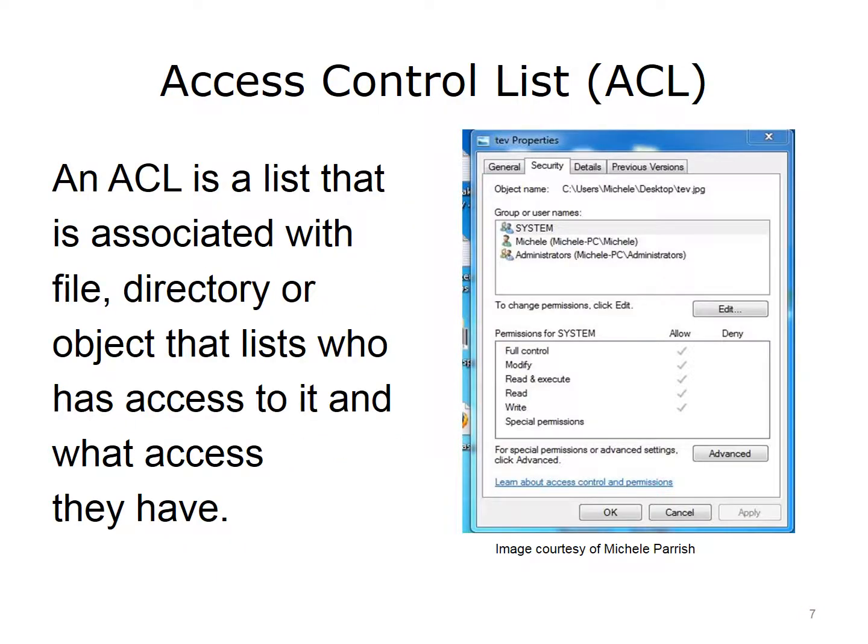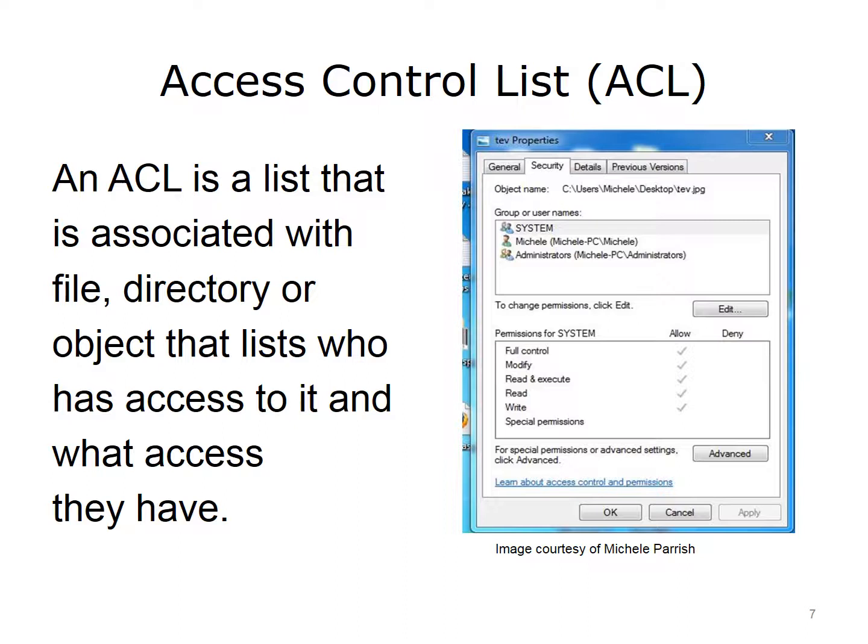Slide 7. An access control list, ACL, is a list that is associated with a file, directory, or object that lists who has access to it and the type of access. ACLs are created by the owner of the object. The person who creates a file or directory would be the owner of that file or directory. On the slide, you see the ACL for the file named tev.jpg. There are three objects that have access to the file: System, Michelle, and Administrators.